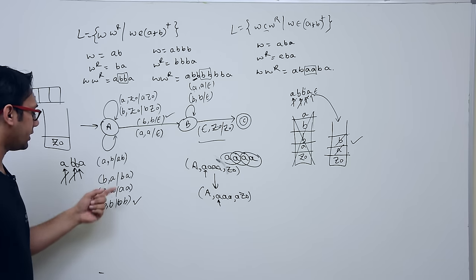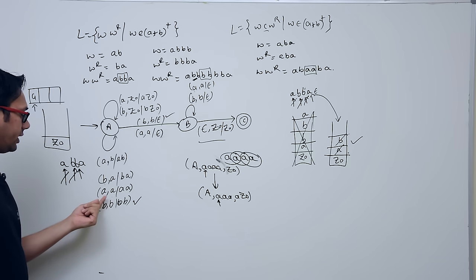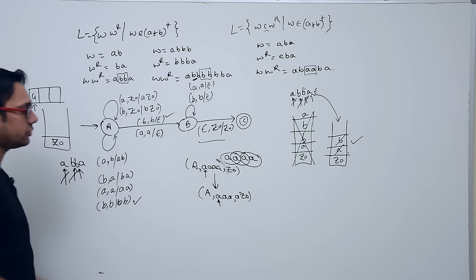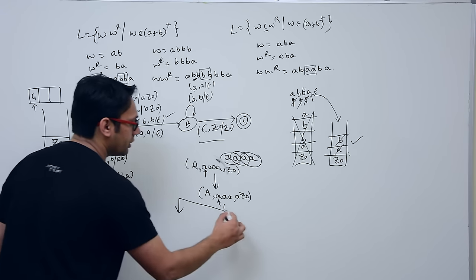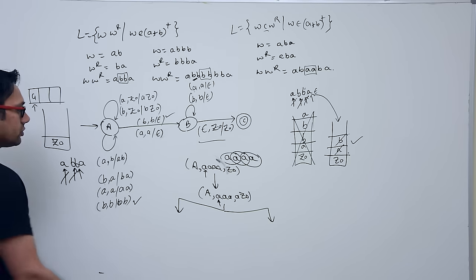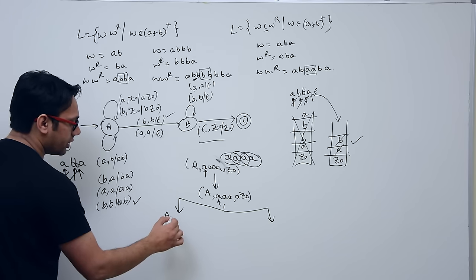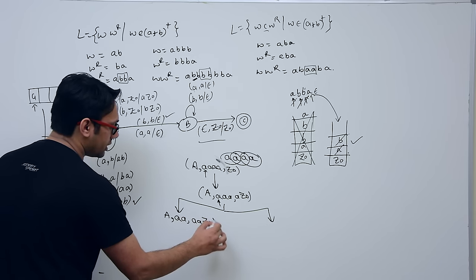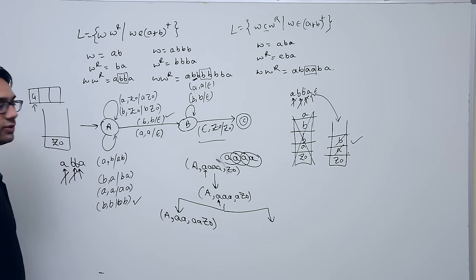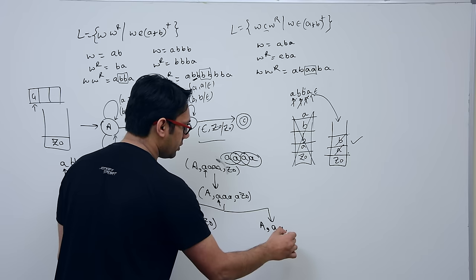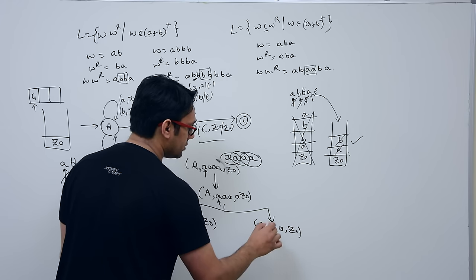If we are at state A, the top of stack is containing A and the symbol which we are reading is A, then we will go to the state A and push it, or we'll go to the state B and pop it. So the stack is going to make two copies of itself. One copy will assume that we are going to push it. So if you push it, the string is AA, and the stack will have double A Z naught. The second will assume that we'll pop it, so the string is AA, and the stack will have Z naught.